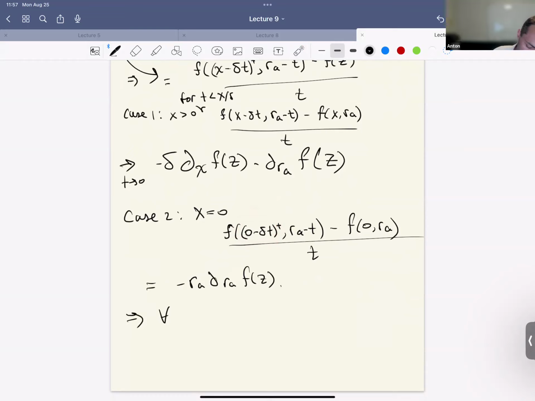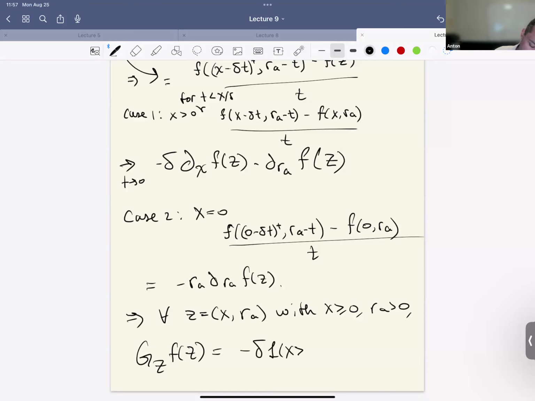Therefore, for any point not on the boundary, the generator of a function is, so we go with this is the first component. As long as x is positive, we have the first derivative active, and then the derivative with respect to the second component is always active.